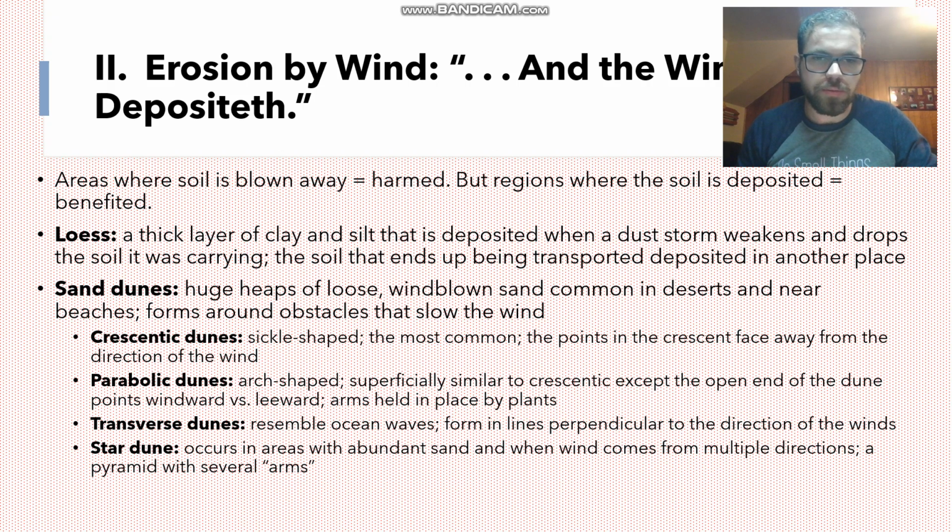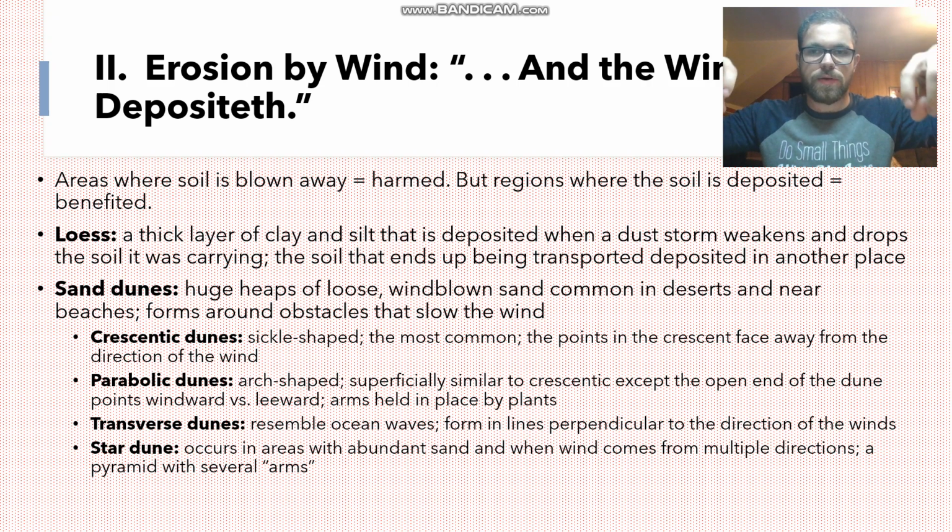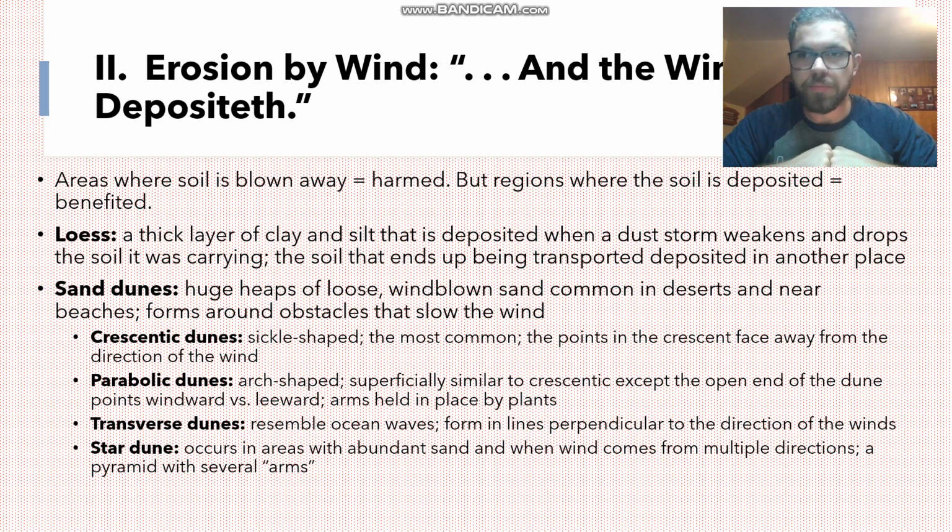And in crescentic, the points that form point away from the wind. In parabolic, those points form towards the wind, and that's because at each of the points, the points are held in place by plants or something else, and the middle of the dune keeps being blown by the wind. So it's just the inverse of the crescentic, and that's the difference between the crescentic and the parabolic.